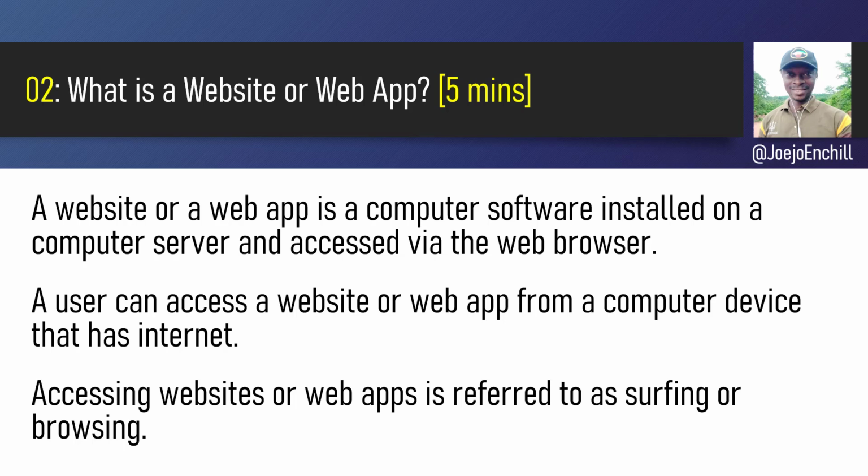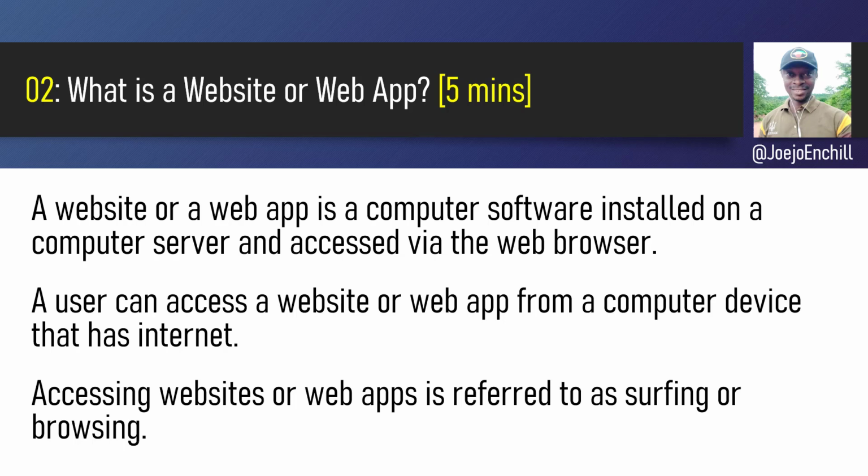There are other classifications and groupings of software, but the web application or website we normally call is the point of our interest today. In conclusion, we can say a website or a web app is a computer software installed on a computer server and accessed via the web browser.